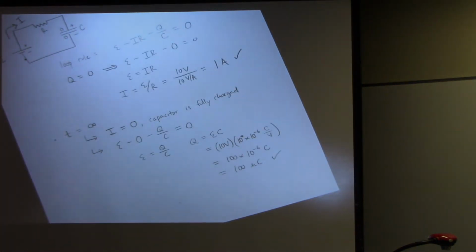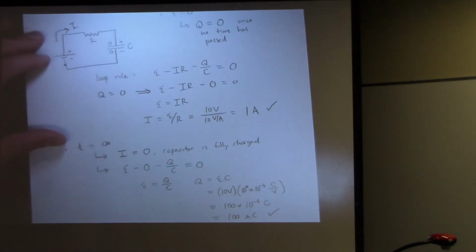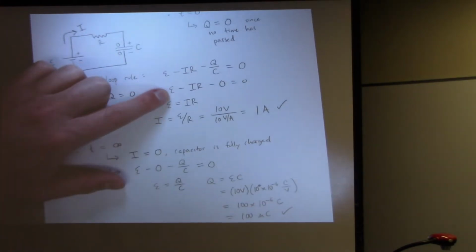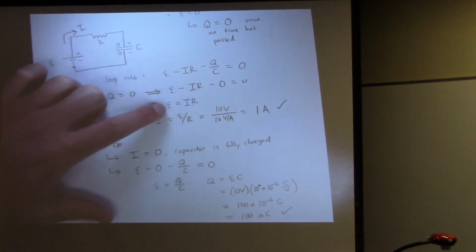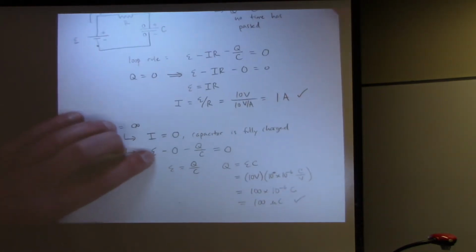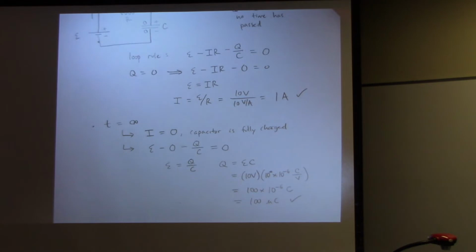So notice, at the beginning, when there's no charge on the capacitor, it's as if the capacitor is not even there. It's as if we just have the battery and the resistor and nothing else. That's initially what it looks like. And then after a very long time, it's as if the resistor is not even there, and all we have is the battery and the capacitor. So that's what we've learned so far about what's going on with this RC circuit when we're charging the capacitor.